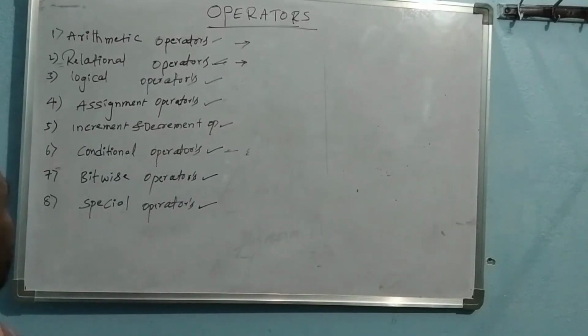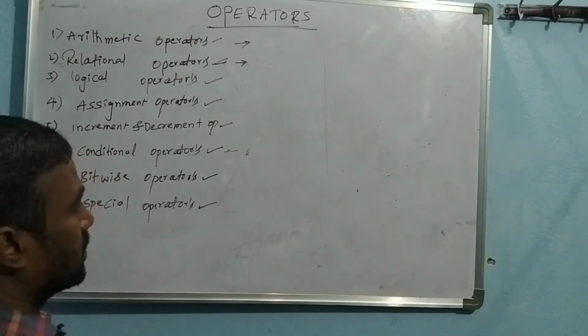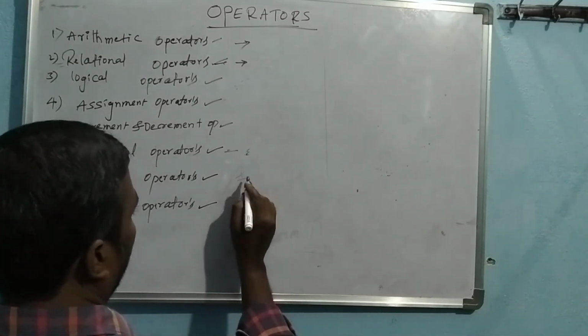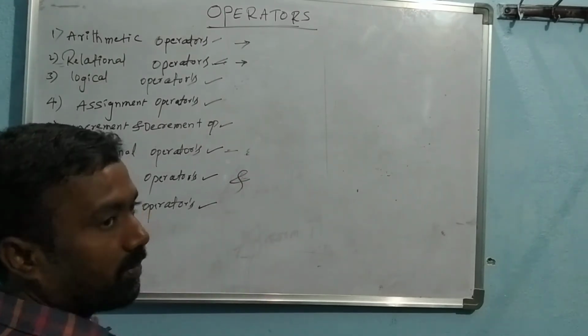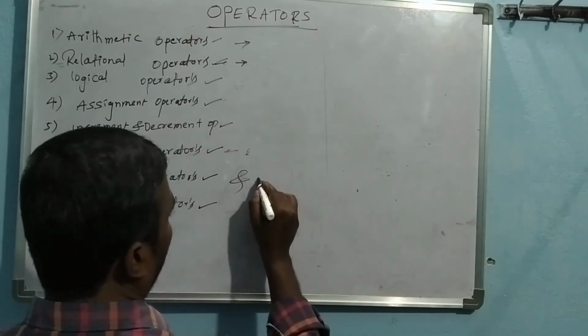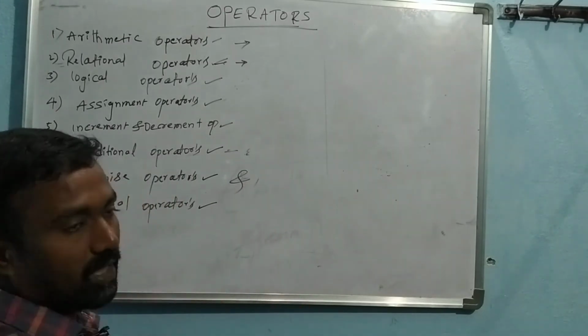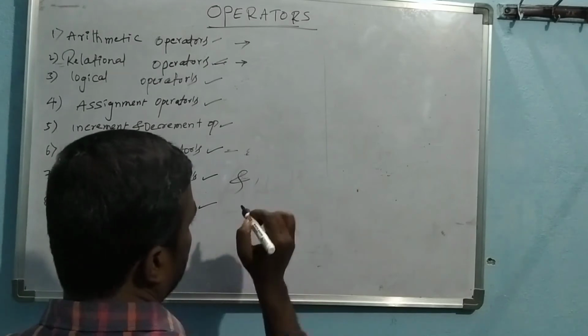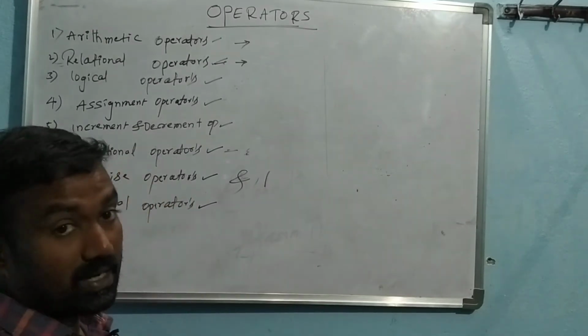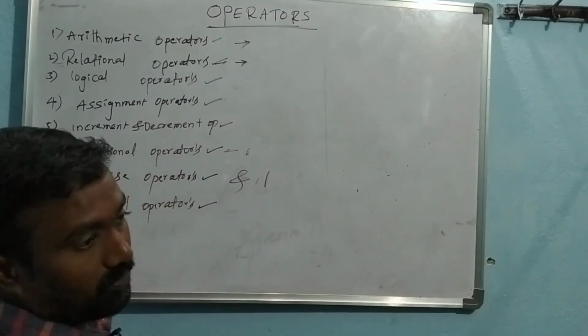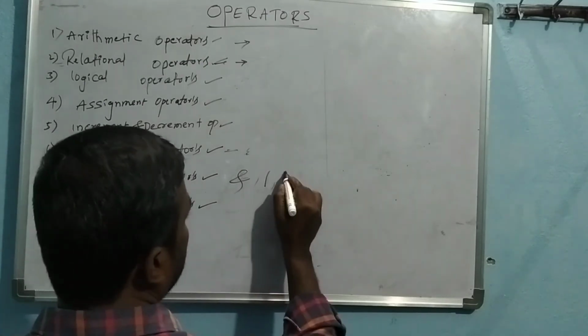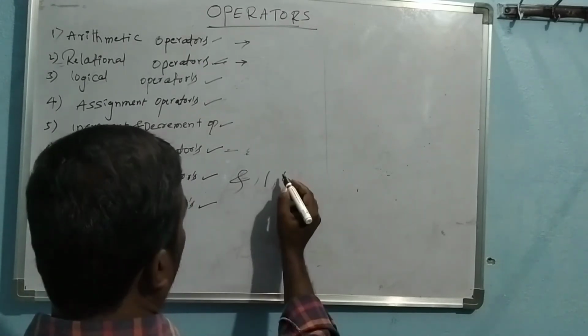The next one is bitwise operators. This is a very simple one. Already we discussed the logical AND operator, double ampersand. Only one ampersand is used in the bitwise operator. The next one is the single NOT. The next one is the caret.